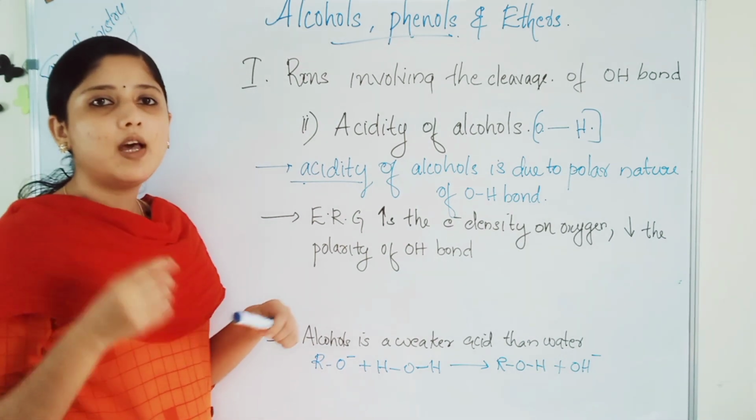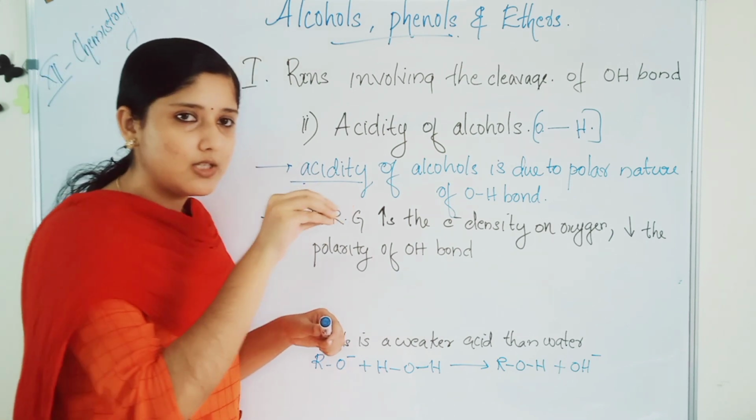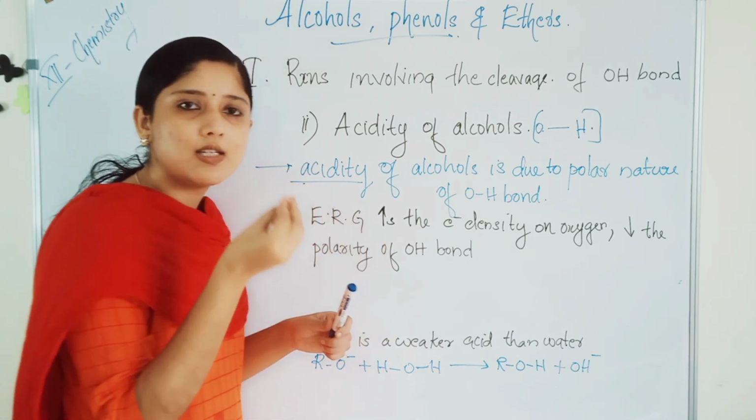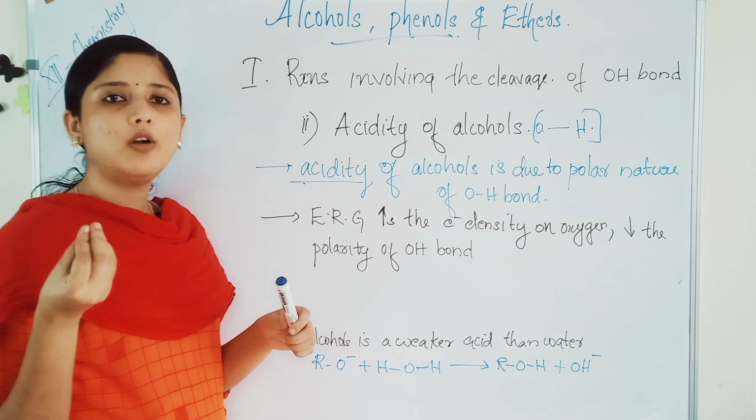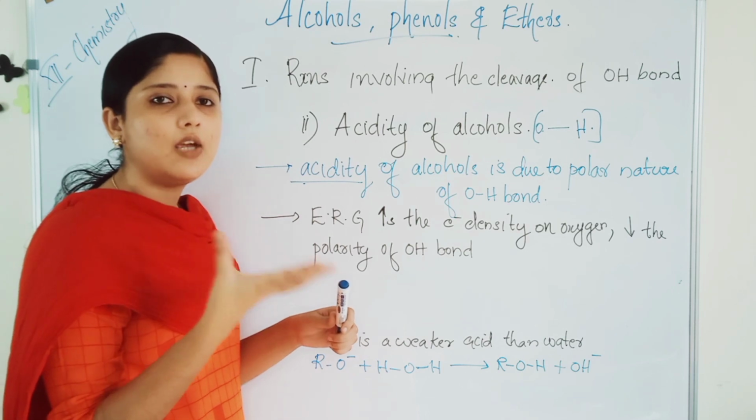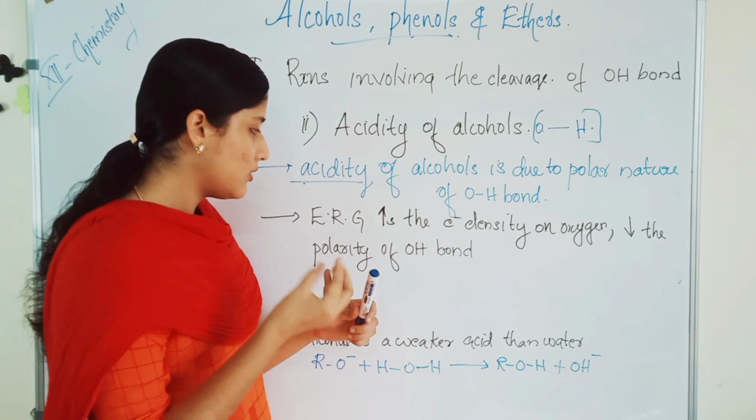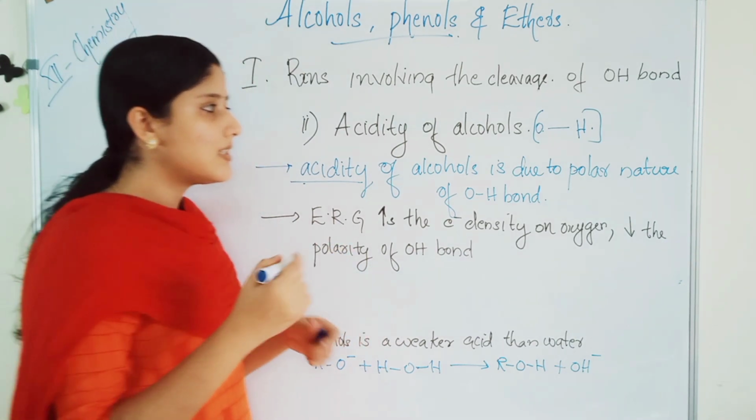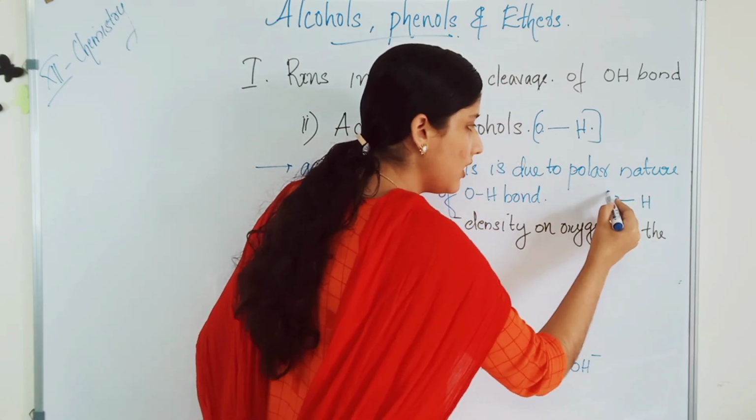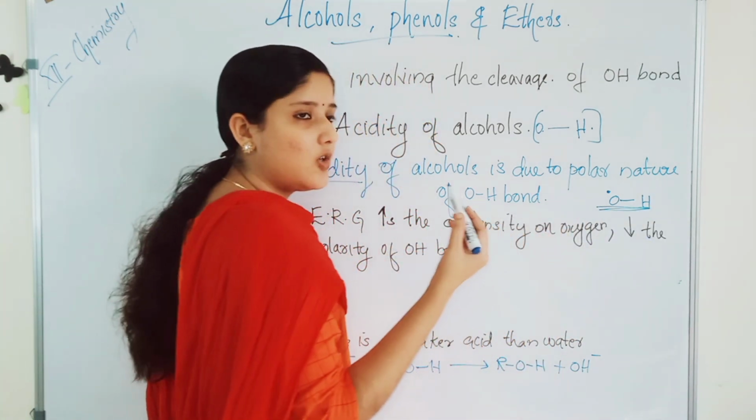So, when we add an electron releasing group, it releases electrons, isn't it? An electron releasing group increases the electron density on oxygen. So what will it do? It will not leave out the hydrogen. Electron density on oxygen increases. So what happens? It becomes highly electronegative, isn't it?